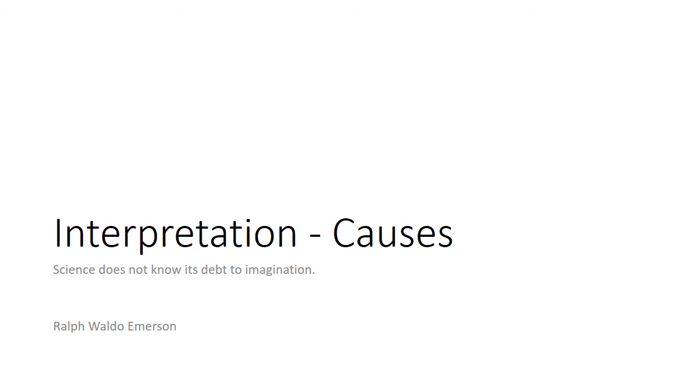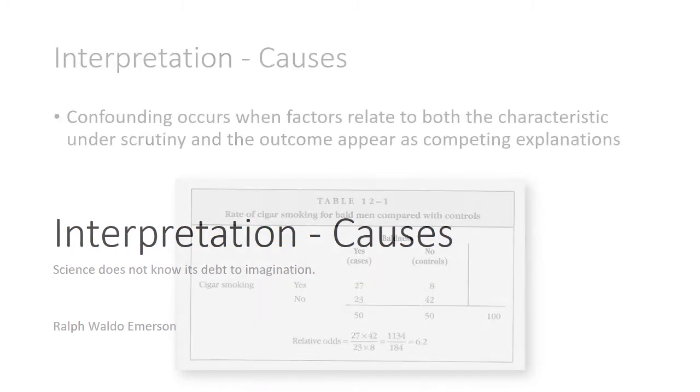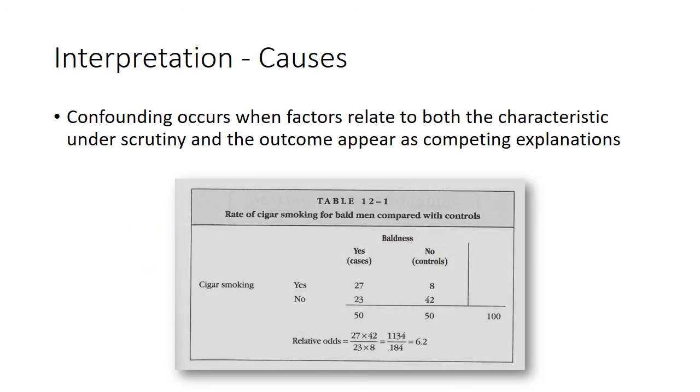So next we're going to look at some of the causes for some of the things we'll see in the studies. What are some things that can affect the results that we find? Confounding is going to be the biggest thing we're going to be looking at here. Confounding occurs when factors that relate to both the characteristic that we're experimenting with, or the one that's under scrutiny, and the outcome appear as competing explanations.